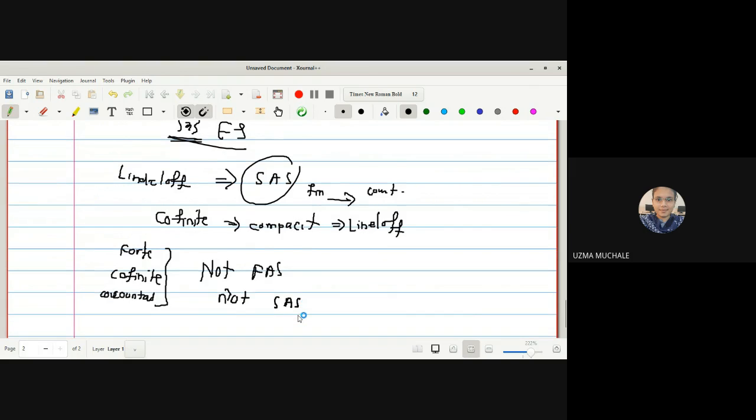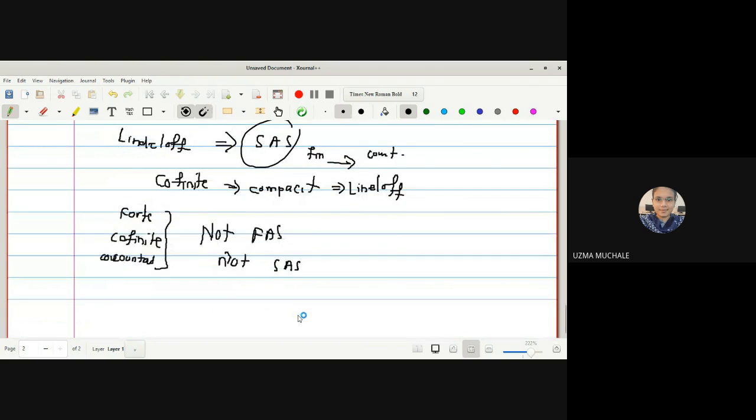So whatever theorems we are seeing now, we should have some connection with the old theorem. Because if you know compact space, then only you can come to Lindelof space. That is, every open cover has a finite subcover, but here we have every open cover has a countable subcover. And just now we have seen that Ford space, cofinite space and co-countable space are not a FS. If it is not a FS, then obviously it will not be SS.